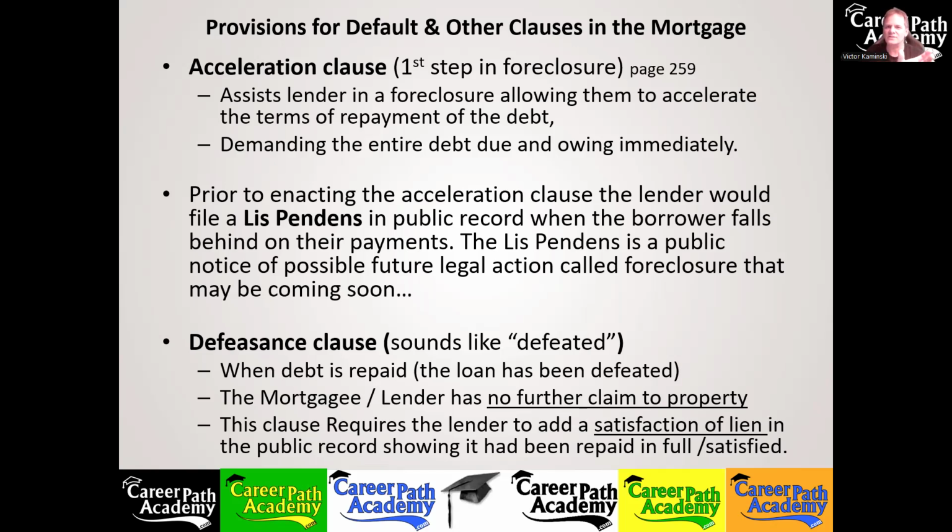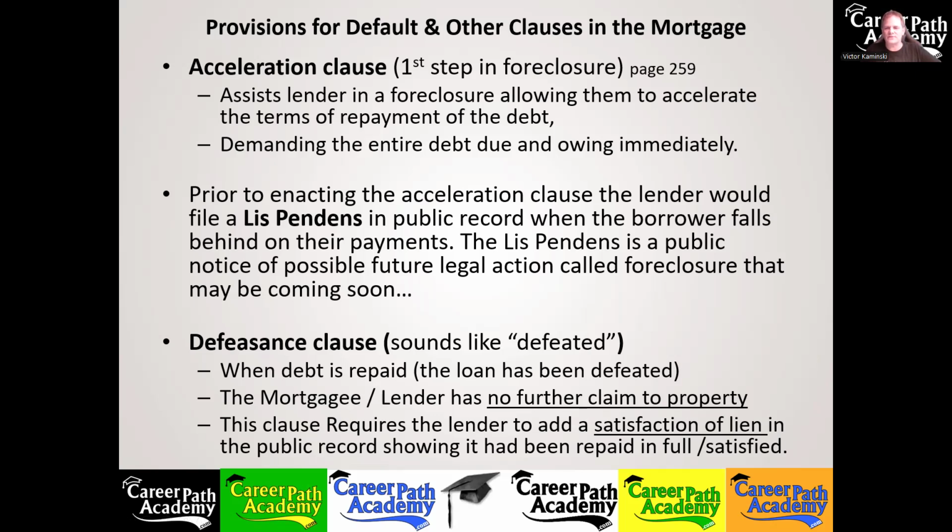Defeasance, defeated. They sound similar, so try to correspond the two to remember what the defeasance clause is. It's when you defeated the loan. Okay? So when the debt's repaid, the loan's been defeated, and the mortgagee, the lender, has no further claim on the property. This clause requires the lender to add a satisfaction of lien in the public records showing it's been repaid in full. It has been satisfied. These terms, you're going to see them on exams, without doubt.